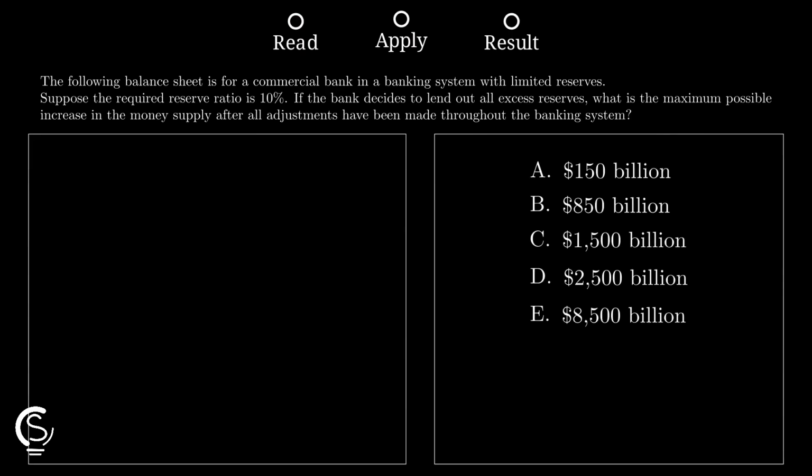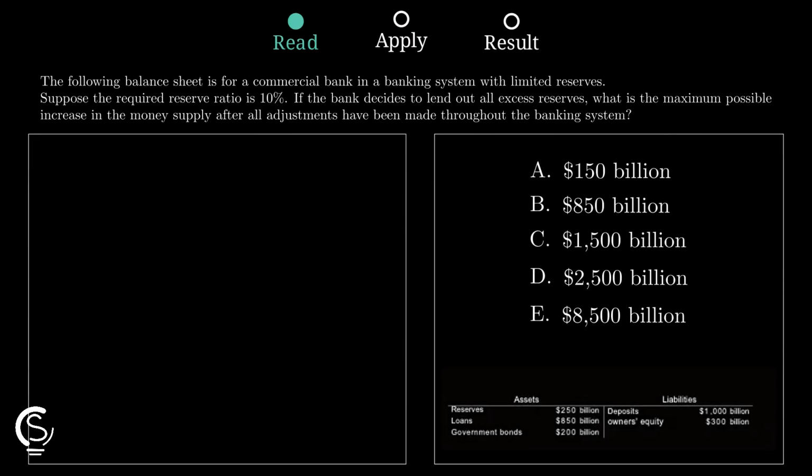Start with the required reserve ratio, 10% or 0.10. That means the bank must keep 10% of its deposits as required reserves, and anything above that becomes excess reserves. The balance sheet shows the bank currently holds $250 billion in reserves, and required reserves are $100 billion, so excess reserves equal $150 billion. That is the amount it can lend out.